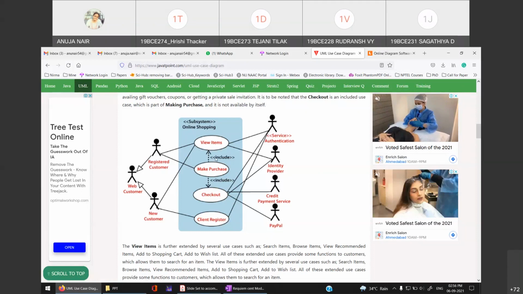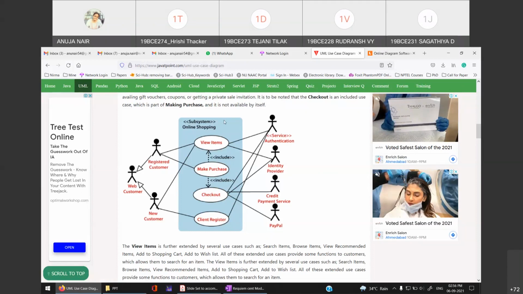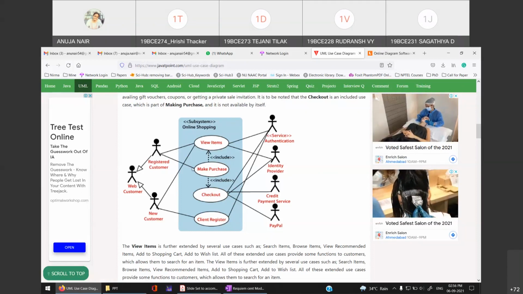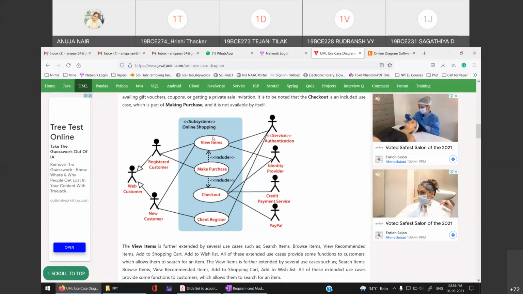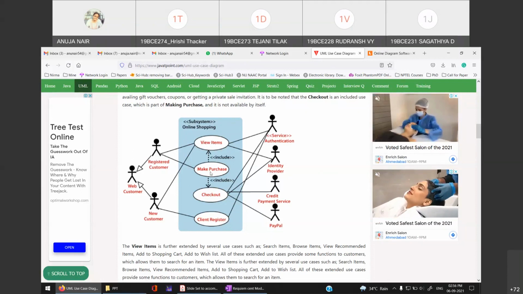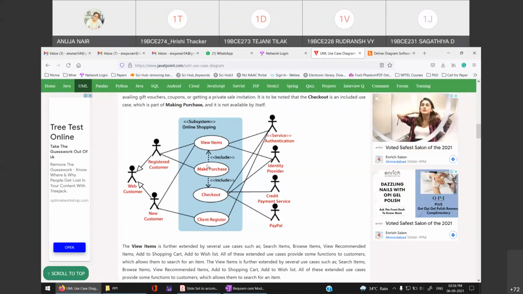Now when I come over here, if you see, both are connected. Why are both connected? Can you give me a reason for it? Is it necessary that every time I want to view items, I need to make a purchase? Can't I directly just view the items? It's not required that I have to purchase if I only want to view items. So that is why registered customer is connected with view items.